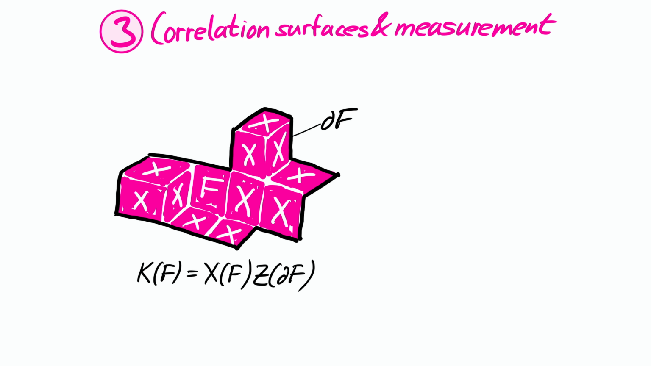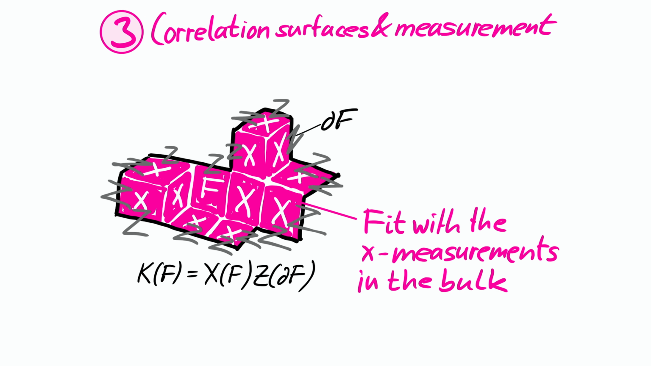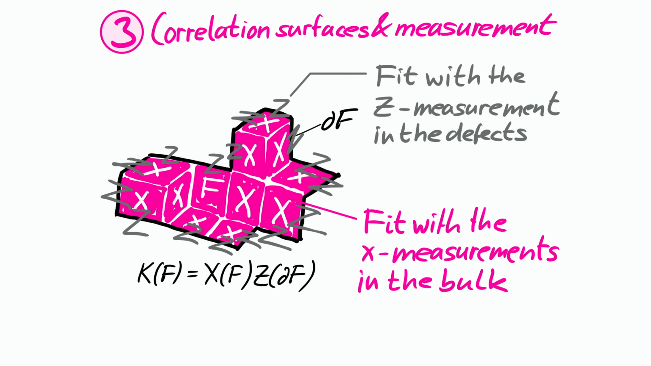We recall that on the surface itself, the correlation operator acts by spin flips X, and on the boundary, it acts through phase flips Z. Of computational interest are the correlations that survive the MBQC measurements. In this regard, the spin flip X fits with the X measurements in the bulk, and the phase flips Z fit with the Z measurements in the defects.